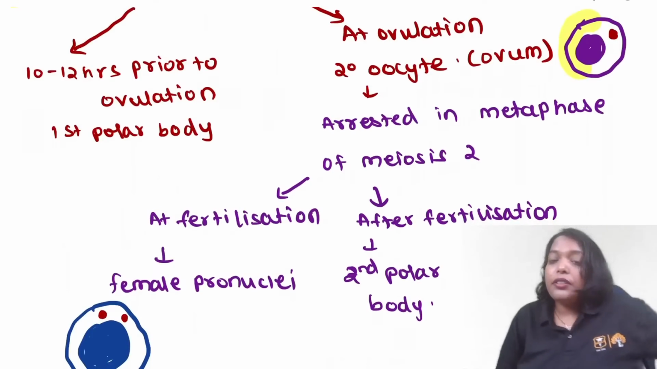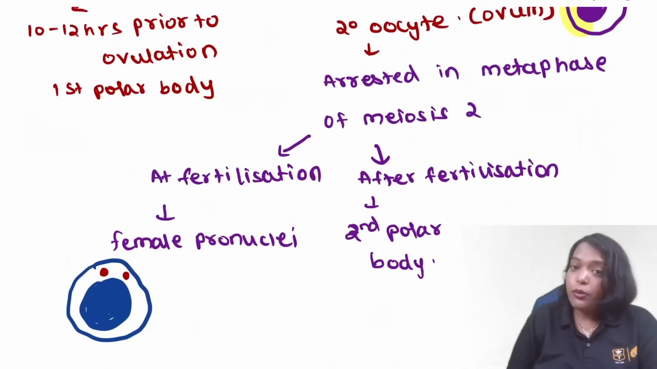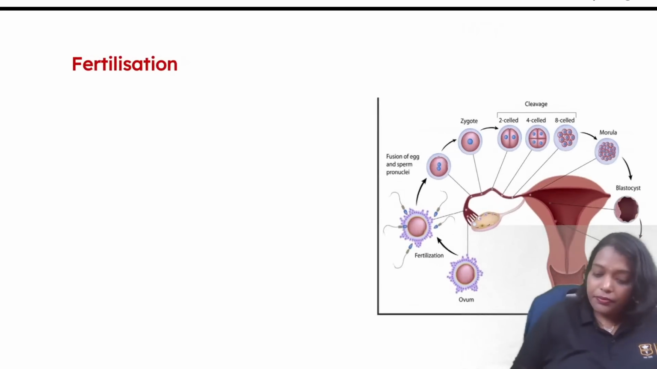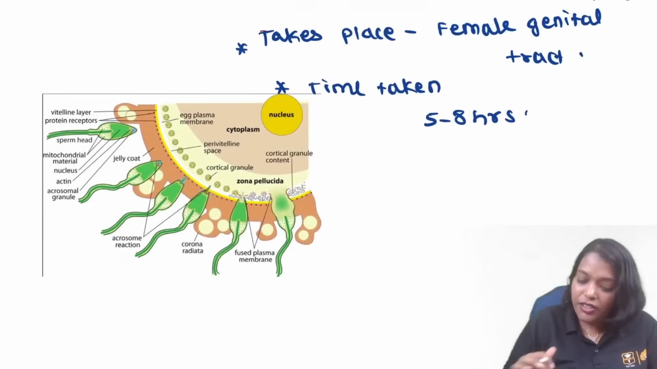So now the sperm and oogonium both are ready, right? Sperm and ovum is ready. Now what happens further? Let us see. I want to use this diagram to explain the further steps.